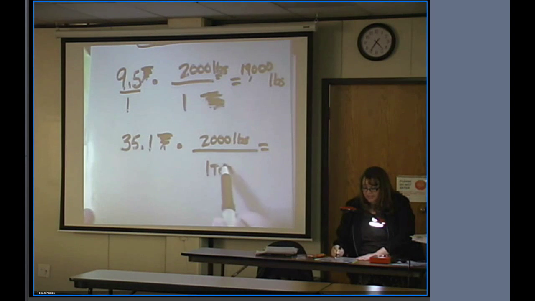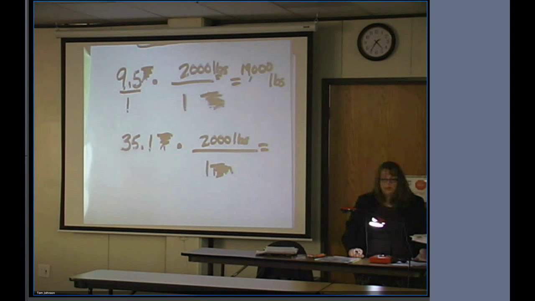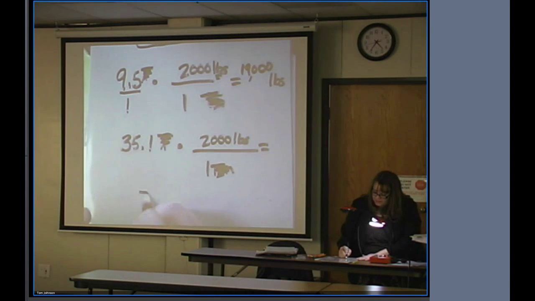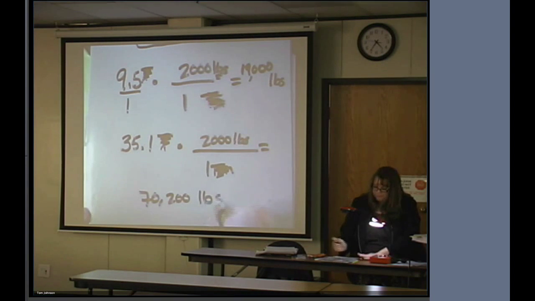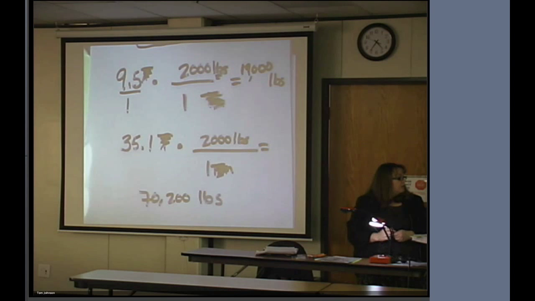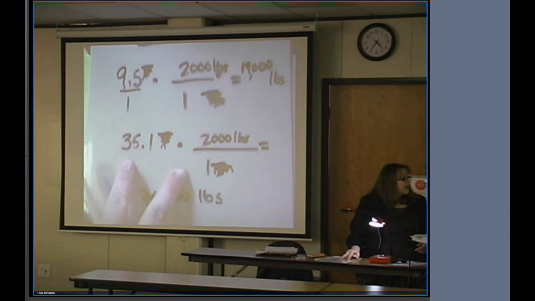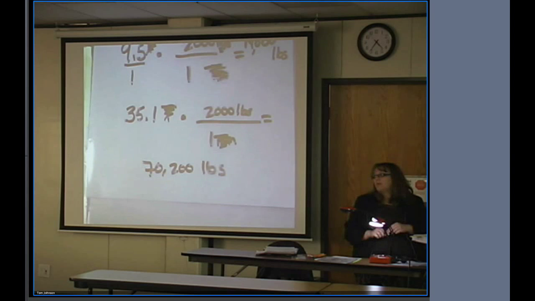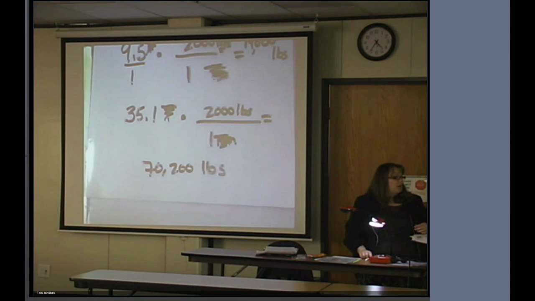And so the tons cancel, and when I multiply those out, I end up with 70,200 pounds. And because both questions were asked on the ton question, I think that might have been where the question was: what does the capital T actually stand for? And here it is tons.